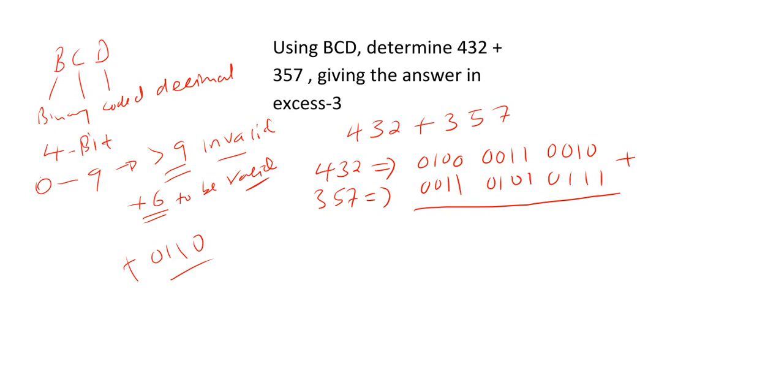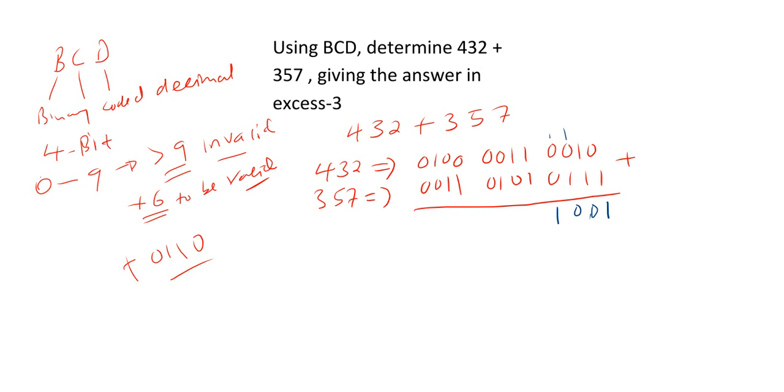So 0 plus 1 is 1. We have 1 and 1, we have 0, we carry 1. 1 plus 0 plus 1, we have a 0, we carry 1, and we have a 1. So in this case, when this number in the first group is converted, you find that it is 9. So this number is 9, it is not beyond 9, so we are not adding 6 to make it valid.